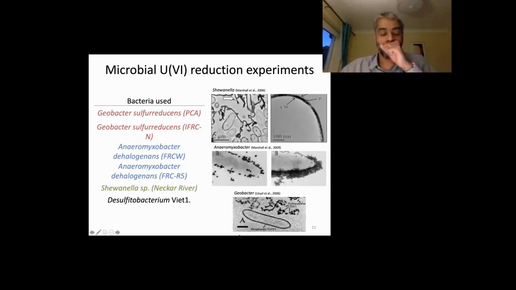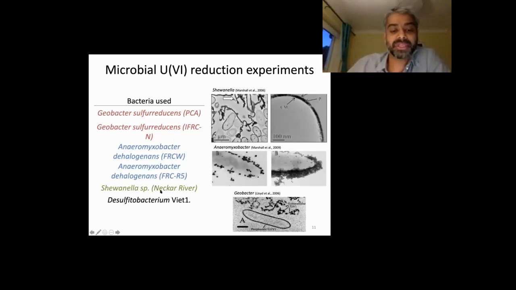So I did the experiments using 2 different metal reducers. So I used 2 different strains of Geobacter, 2 different strains of this soil denitrifier Anaeromyxobacter, a novel strain of Shewanella, that's another metal reducer. And all of these are gram-negative bacteria. That means they have a cell membrane with 2 membranes, inner membrane and outer membrane, and space between them.